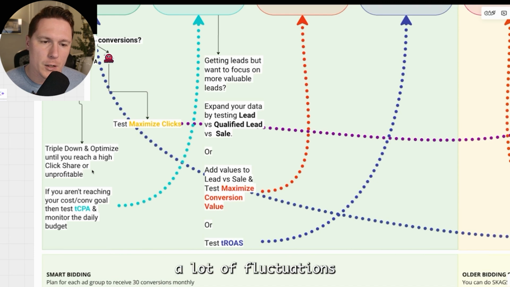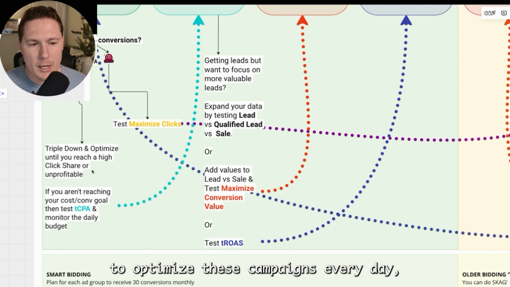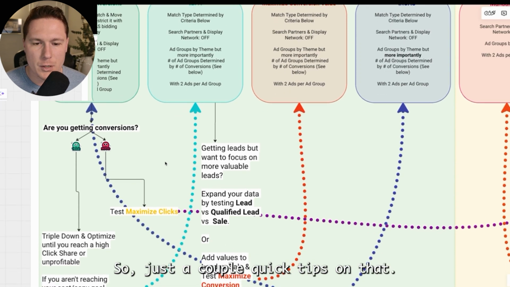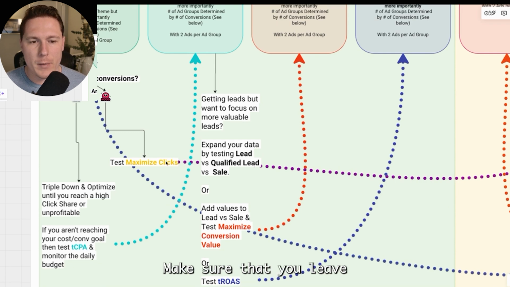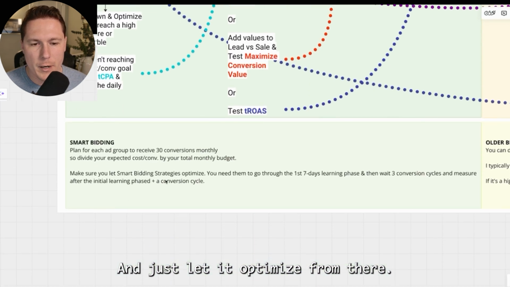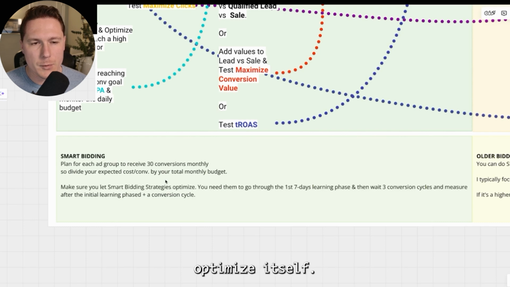Now, if you're seeing a lot of fluctuations within the performance of the campaign, just make sure that you're not touching the campaign, you're letting it run. Oftentimes people are trying to optimize these campaigns every day, and that's a major mistake when it comes to maximize conversions, TCPA, maximize conversion value and TROAS. So just a couple quick tips on that. Make sure that you leave your optimizations, from a cadence standpoint, at least 30 conversions per ad group, and just let it optimize from there. That way you're giving the algorithm enough time to be able to optimize itself.